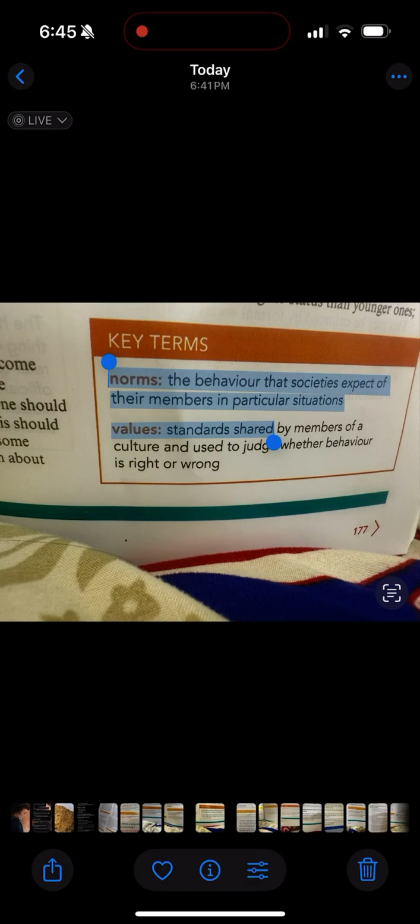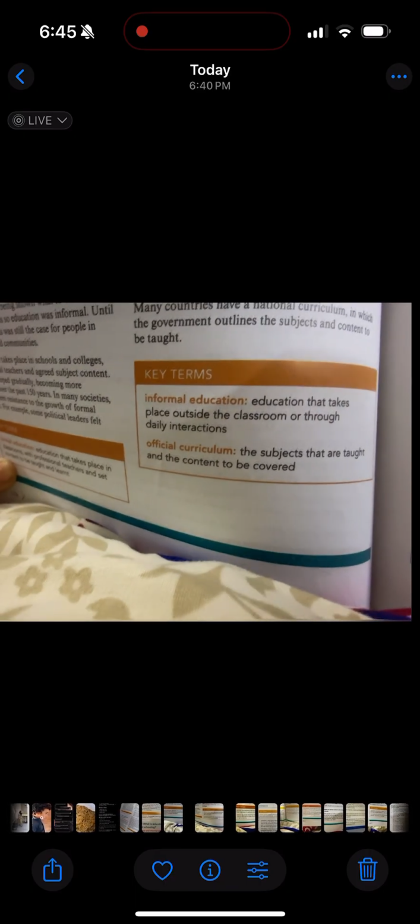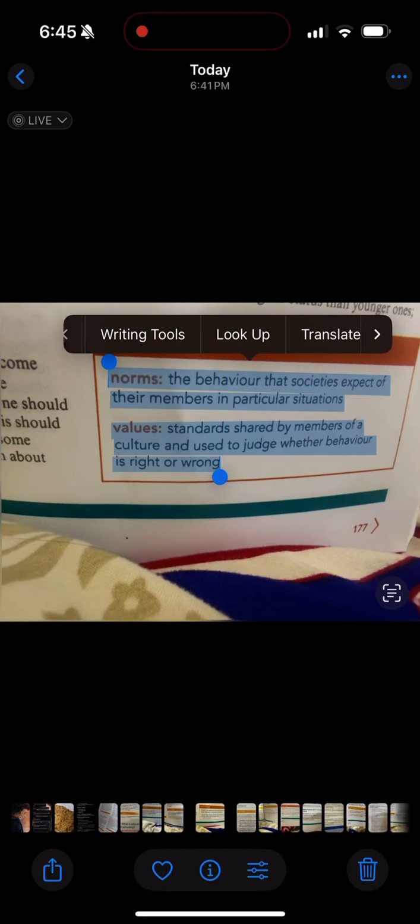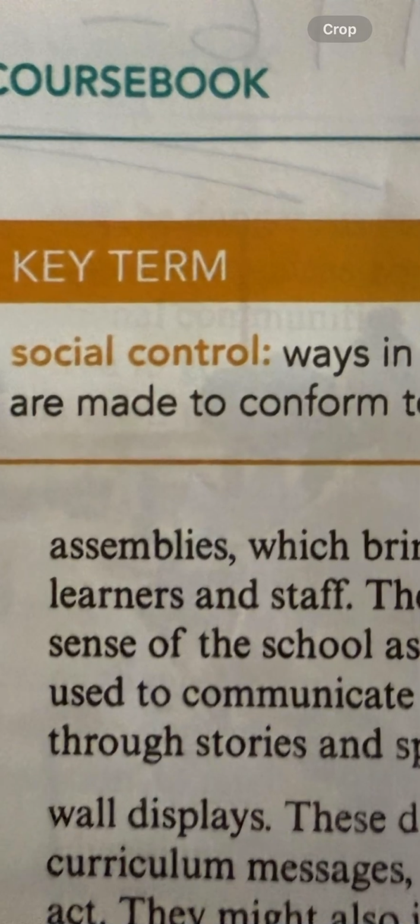Official curriculum, the subjects that are taught and the content to be covered. Norms, the behavior that societies expect of their members in particular situations. Values, standards shared by members of a culture and used to judge whether behavior is right or wrong.